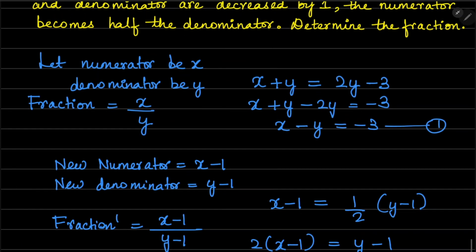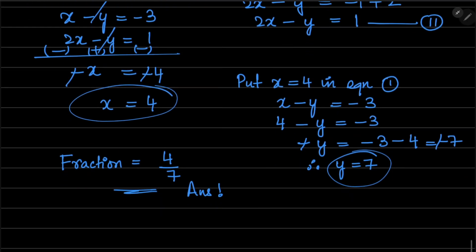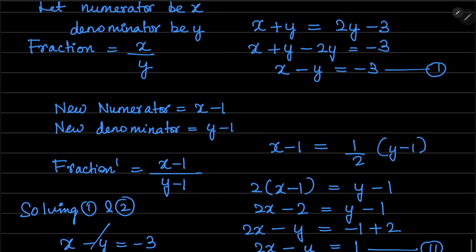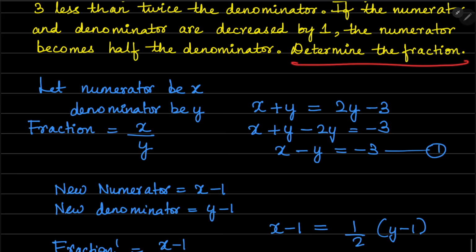Okay, that's what we assumed initially, isn't it? Numerator be x, denominator be y, the fraction is x by y. So you're getting numerator as 4, denominator as 7. The fraction is 4 by 7, and that's what you're asked to find. Determine the fraction.